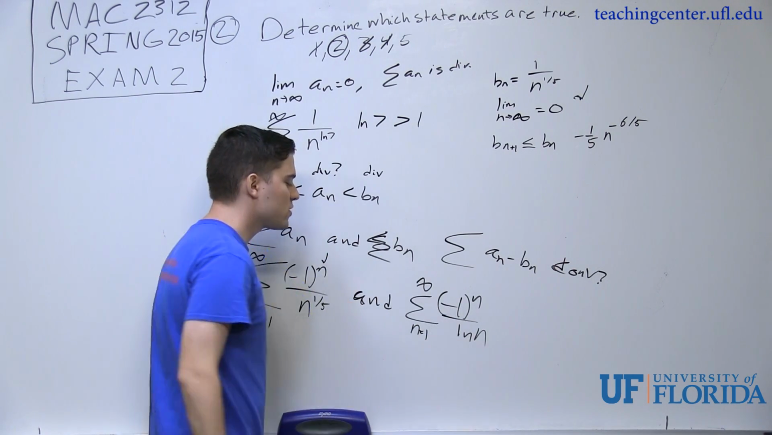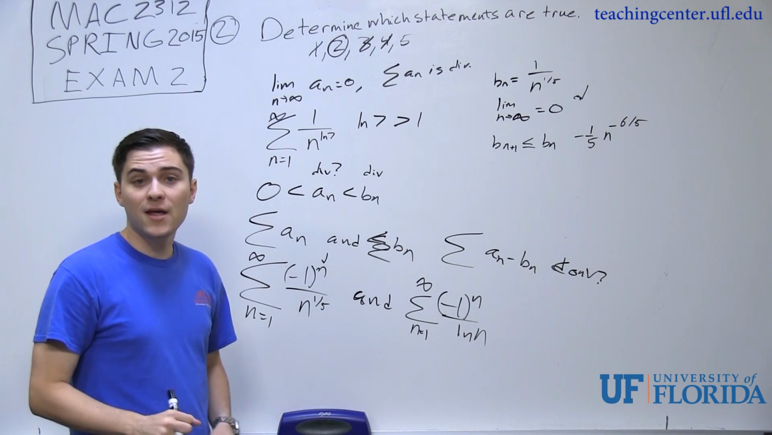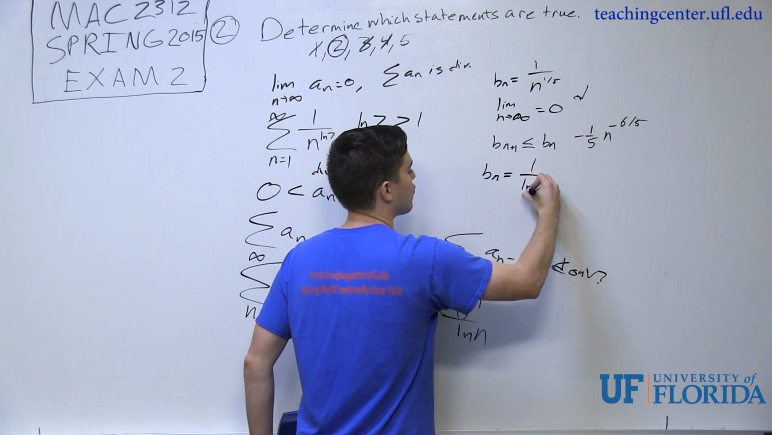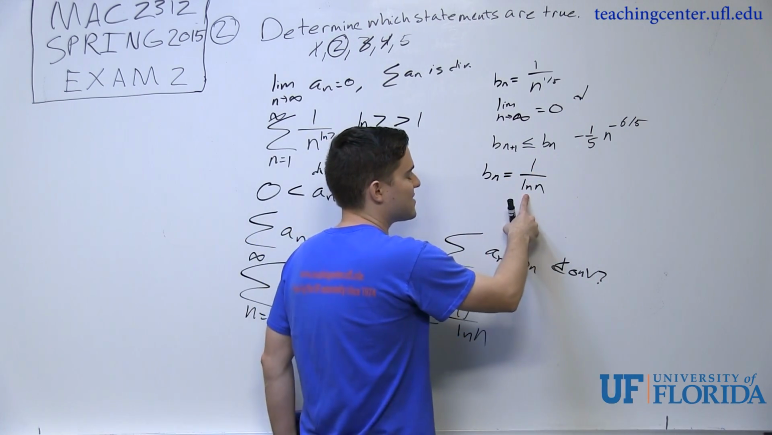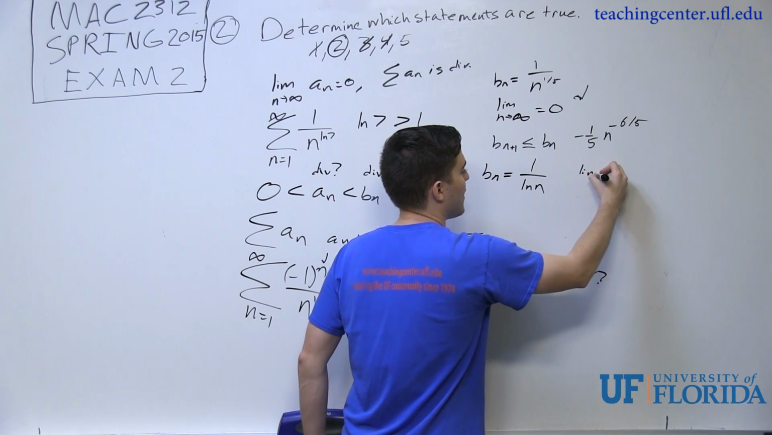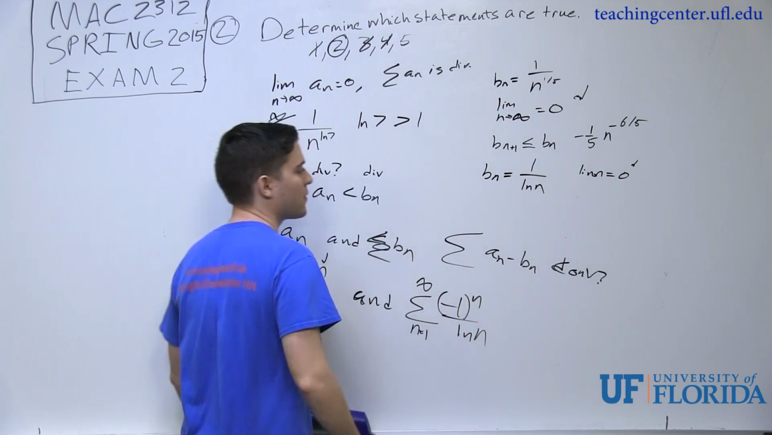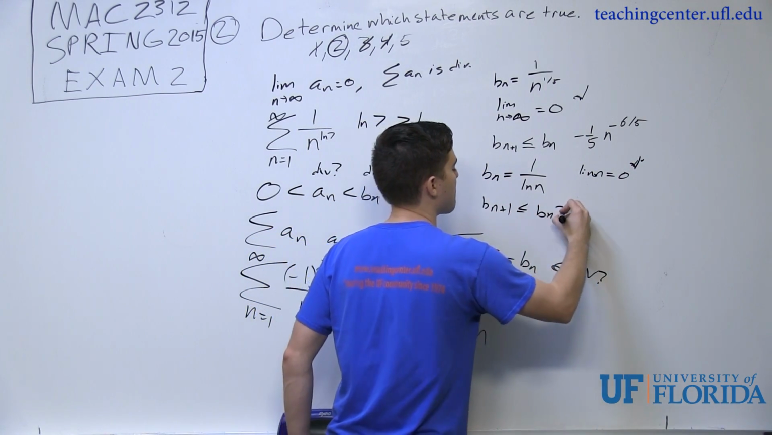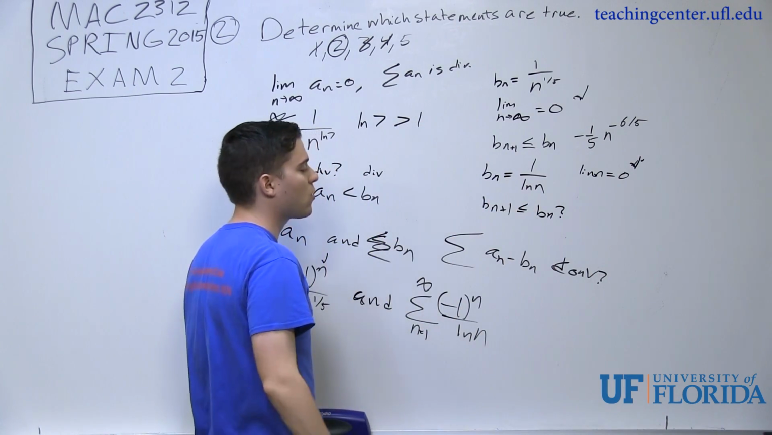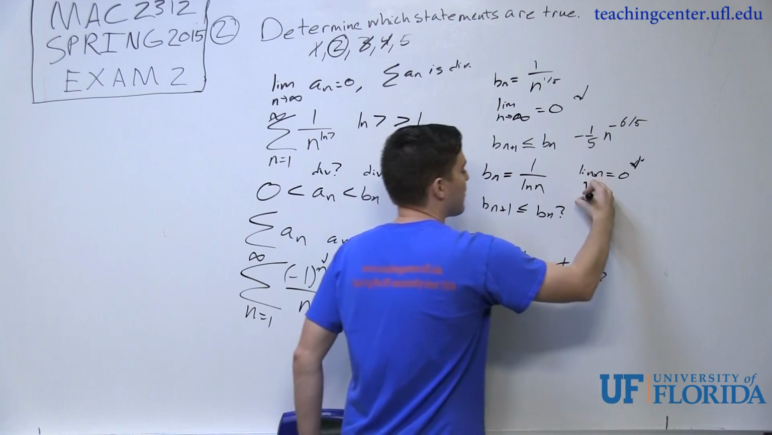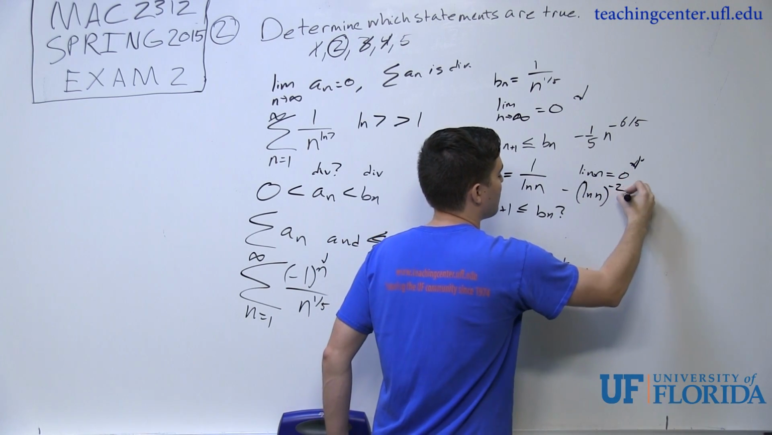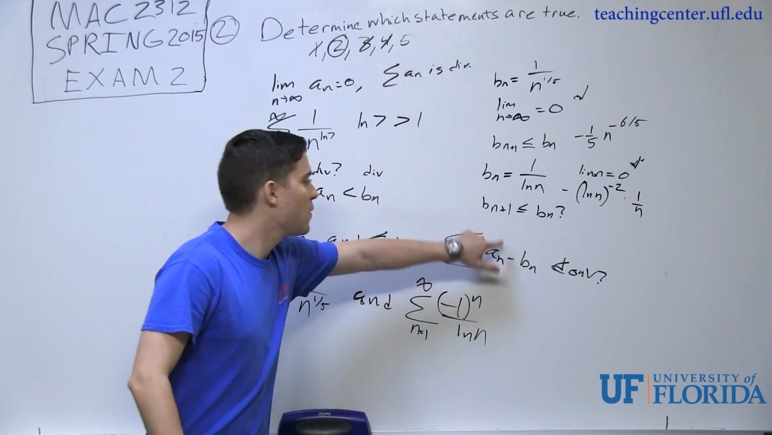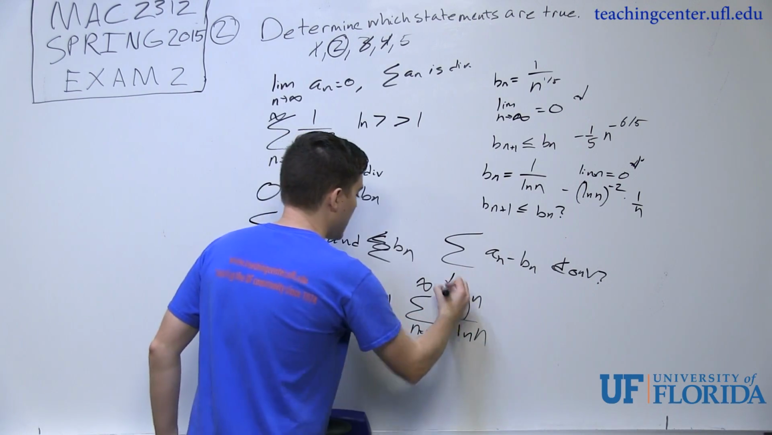Second one is negative 1 to the n over ln of n. Same criteria, it's an alternating series. Let's prove it using the alternating series test. My b sub n is equal to 1 over natural log of n. The limit of that as n goes to infinity is indeed 0, so that satisfies that criteria. And is b sub n plus 1 less than or equal to b sub n? It is. The derivative of 1 over natural log of n is negative natural log of n to the negative 2 times 1 over n. There's a negative out front, so yes, it should be decreasing.